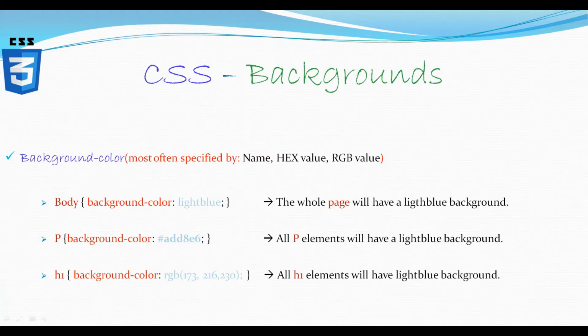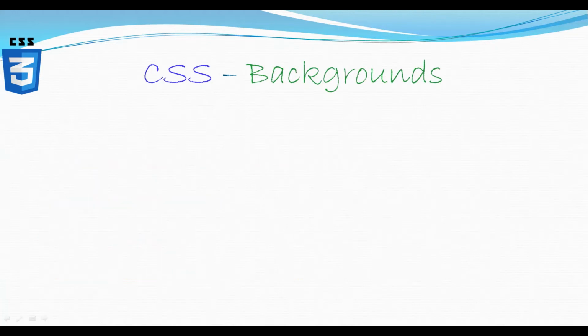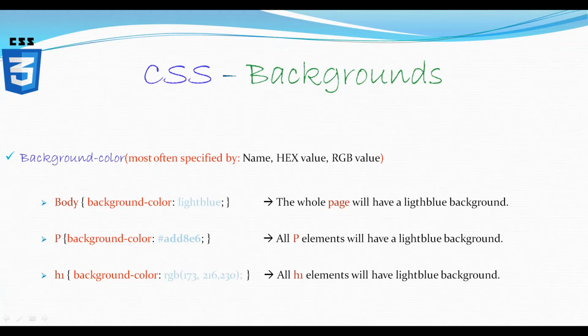And as you can see over here, we are using the RGB value. So 173, 216, 230. So those are the values of red, green, and blue combination. And as you can see, the first value is name of color, light blue. Second value is the hexadecimal value, and third value is the RGB value. So this is how we do our background color for our elements.